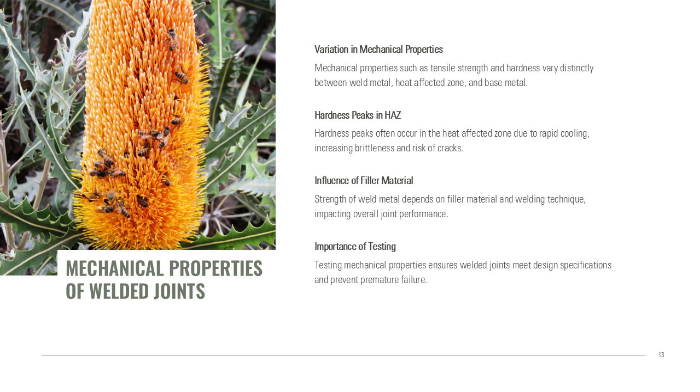Weld metal may have higher or lower strength depending on filler material and welding technique. Engineers must evaluate these properties through testing to ensure compliance with design specifications. Failure to account for property variations can result in premature failure under service conditions.